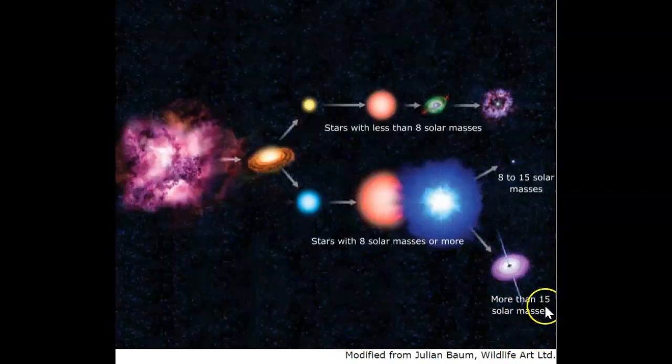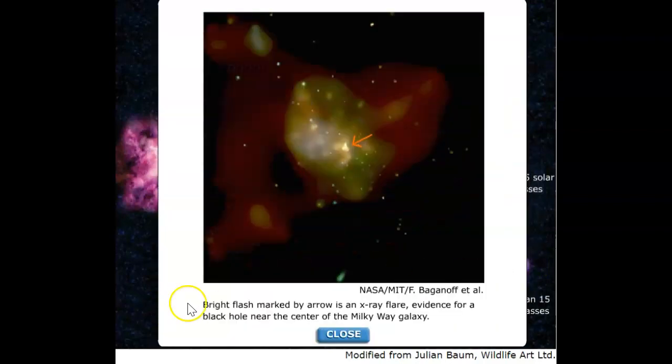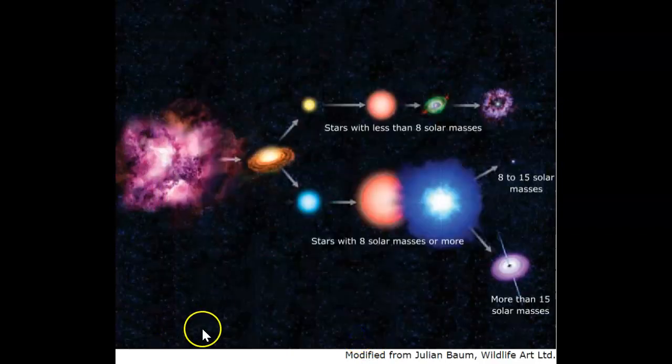If it's got more than 15 solar masses, that's when we're going to end up with a black hole. You're going to see that there's this bright flash marked by an arrow in an X-ray flare, evidence for the black hole near the center of the Milky Way galaxy. You'll be learning this week that most of the time we're looking for things around the black hole behaving in a certain way, and that's our evidence that a black hole exists there. So that's your life cycle of a star in a nutshell.